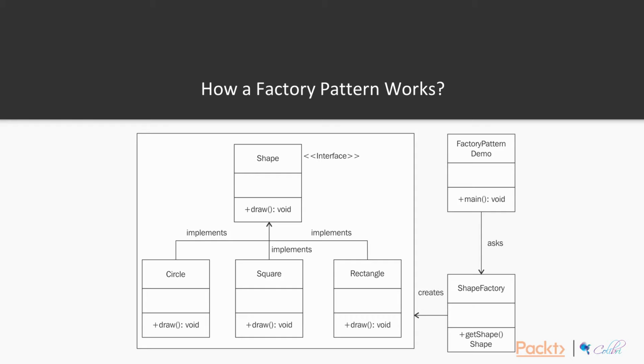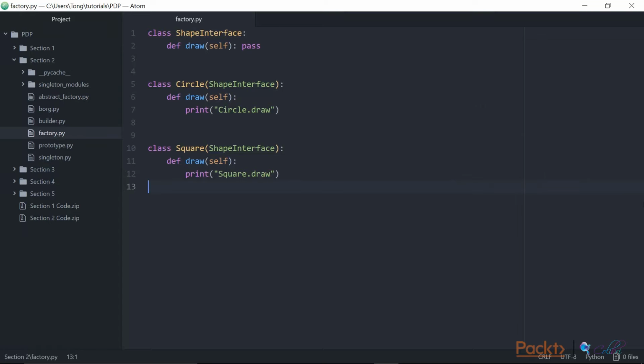So let's see how this works in code. Okay, so we'll start with our shape interface, and it just has a method draw, and the implementation of this method is to be deferred to the subclasses. So quickly just recall the difference between an interface and an abstract base class. An interface just defines the methods, while an abstract base class may also define attributes that should also be inherited.